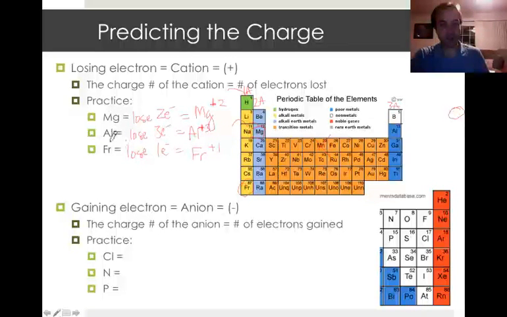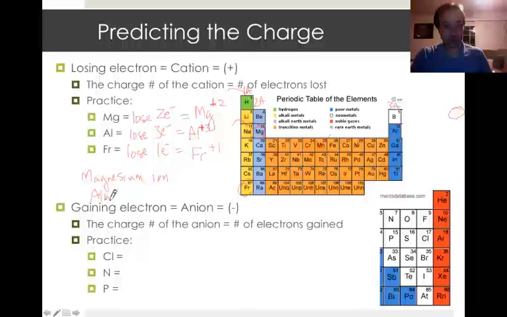All right. Now, when we name these guys, if we were to call this ion or this ion or this ion by name, we simply just take the name of the element, say magnesium, and we put the word ion after it. So magnesium ion. And then aluminum would just be aluminum ion. Simple as that. Okay? That's for cations in terms of just giving them names.